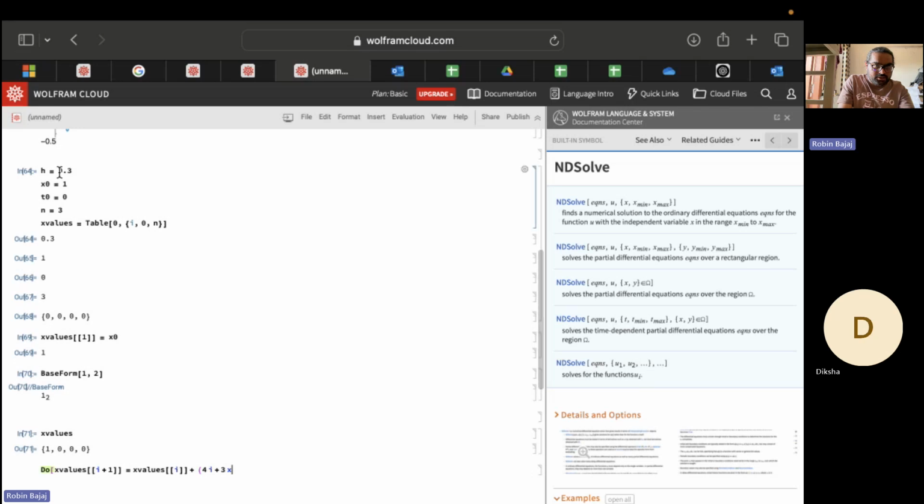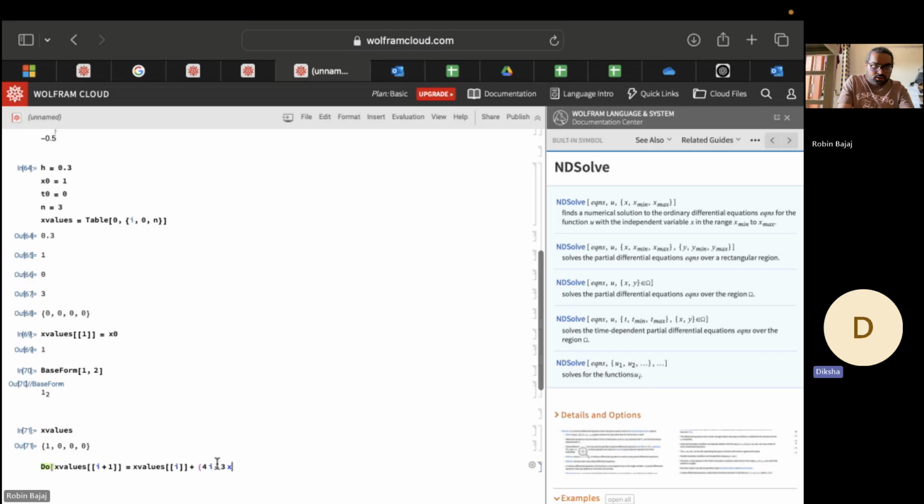Right, it has to be, t naught is this. Sorry, it has to be... I could have defined t values also before, right? Let me define a function before we go there.